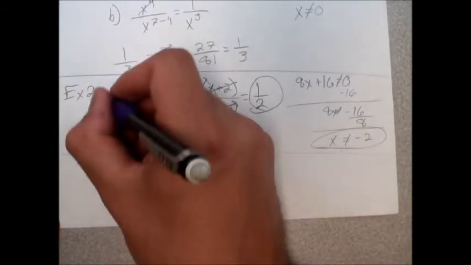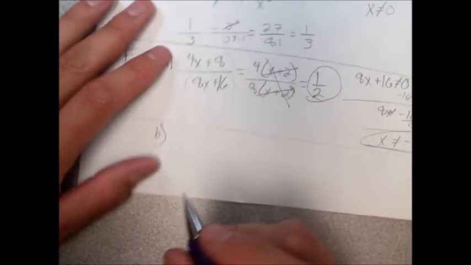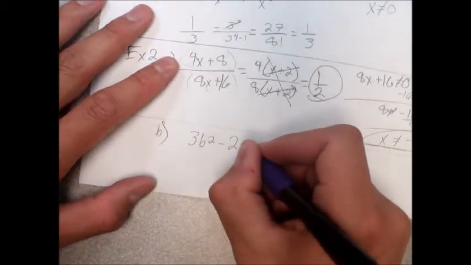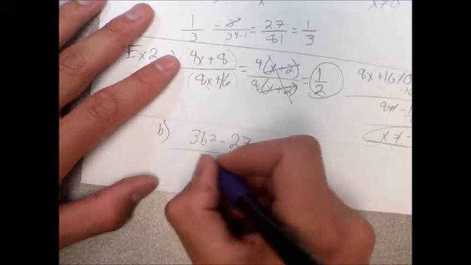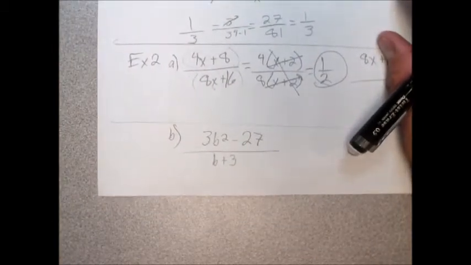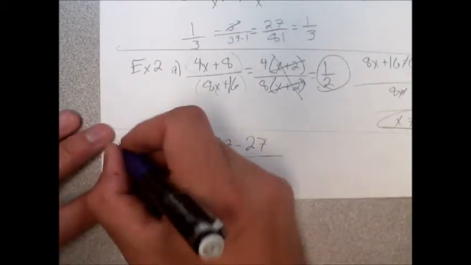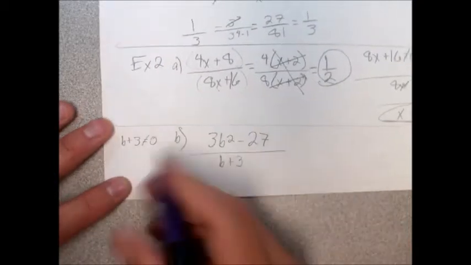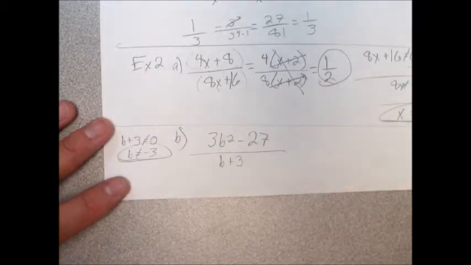Okay, example 2b. The problem is, write it down as I say it aloud, 3b squared minus 27 over b plus 3. As a habit, so you don't forget, you might start out each problem by identifying your excluded values. If b plus 3 is our denominator, we cannot let it be equal to 0. So I just subtract 3, and b cannot equal negative 3. So there's my excluded value.